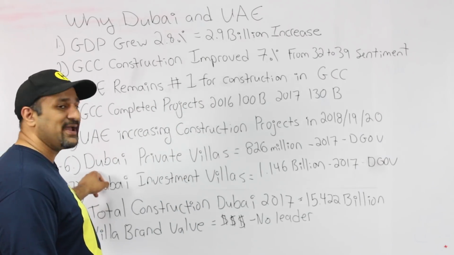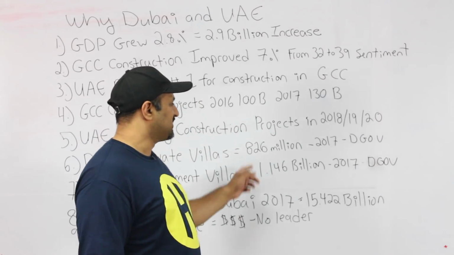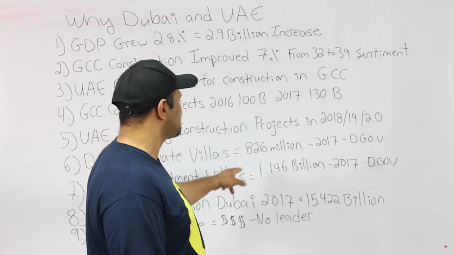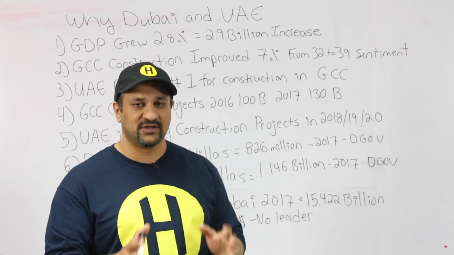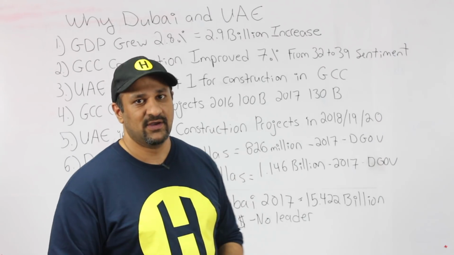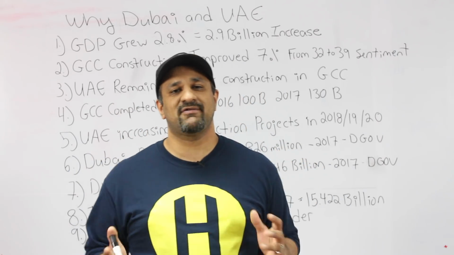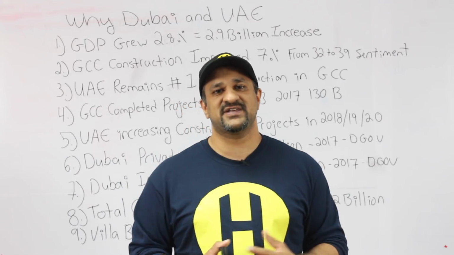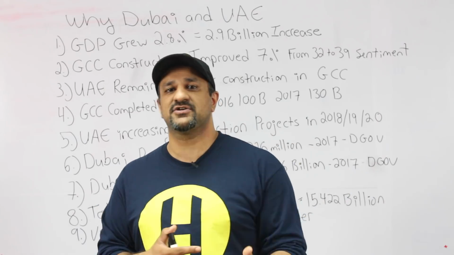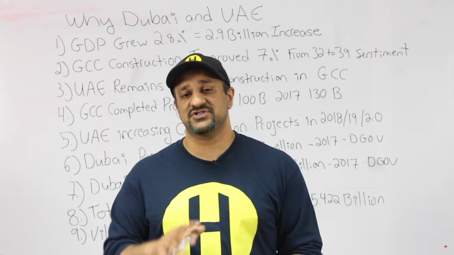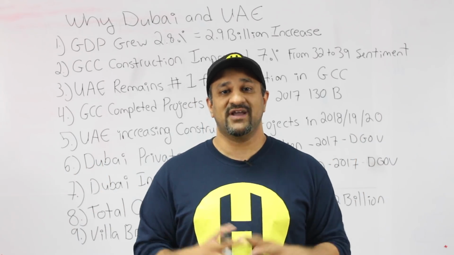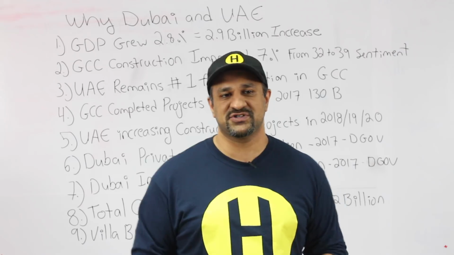Number 6, Dubai private villas. And this is 2017 figures, by the Dubai government. In 2017, there was $826 million, US dollars, worth of private villa construction. We had just mentioned that we don't touch high-rise towers. We had mentioned in the previous segments that we focus on villa construction because of the low risk, the easier completion timeframes, and the margins on these villas, anywhere from 20 to 30%.